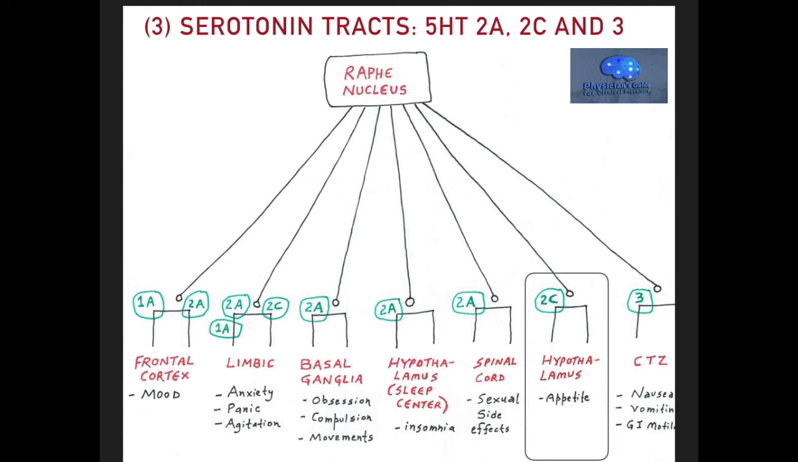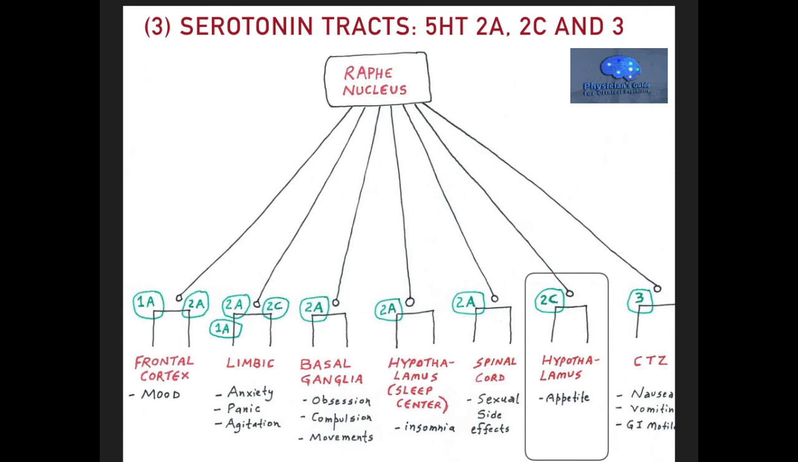So far we have talked about 2A. 2C has some effect on the anxiety limbic system that we talked about, but more prominent effect is on the appetite. Because we know this medication called lorcaserin, which is a selective 2C agonist, is a very well-known anti-obesity agent. Because agonism, we are not talking antagonism now, agonism of 2C receptor will reduce the appetite.